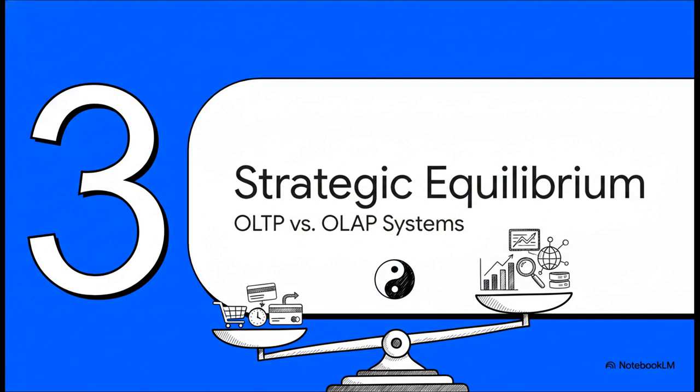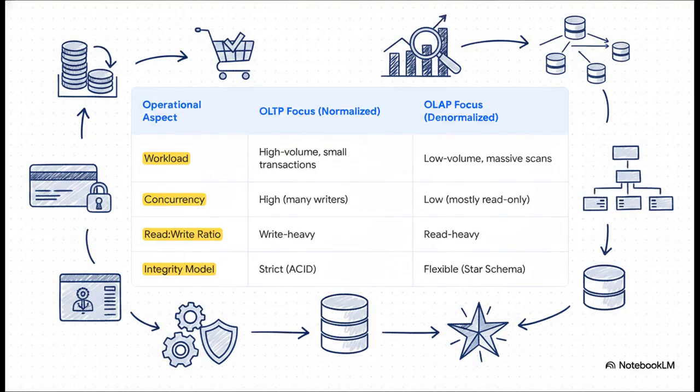You've got your day-to-day transactions, and then you've got your big picture analytics. And this table just lays it all out perfectly. On the left, you have OLTP. That's your online transaction processing. Think about your bank account or an e-commerce checkout. Lots of small, fast writes happening all the time. Integrity is everything, so naturally, these systems are heavily normalized.